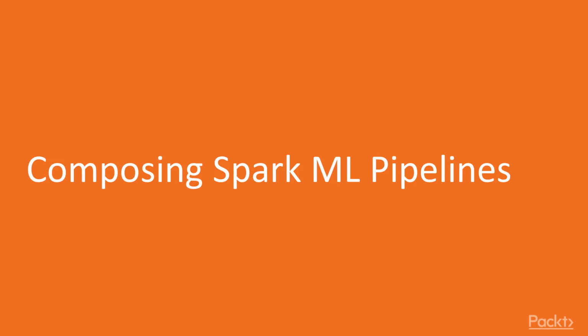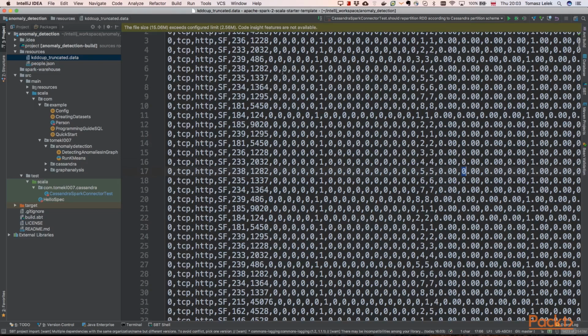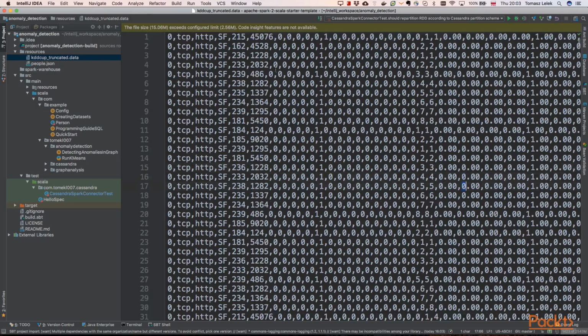And in this video we'll be composing Spark machine learning pipelines. So we'll be learning the Spark MLlib API, we'll be creating an anomaly detector, and we'll be composing machine learning stages into a pipeline. So we have an input of HTTP requests.